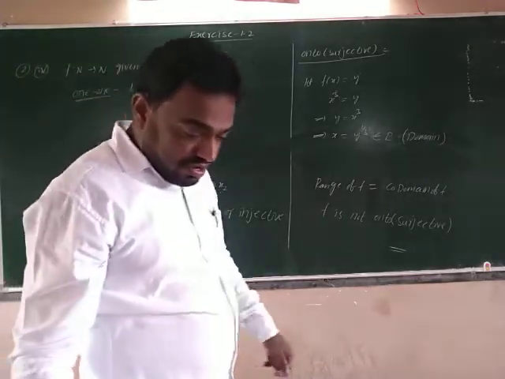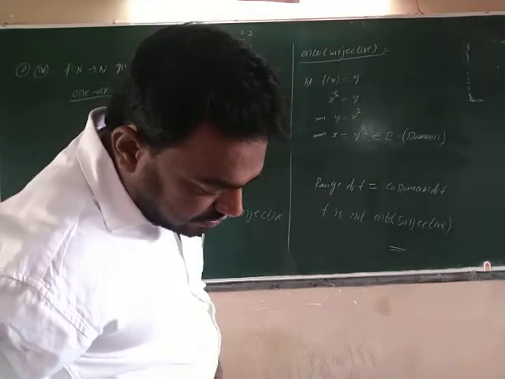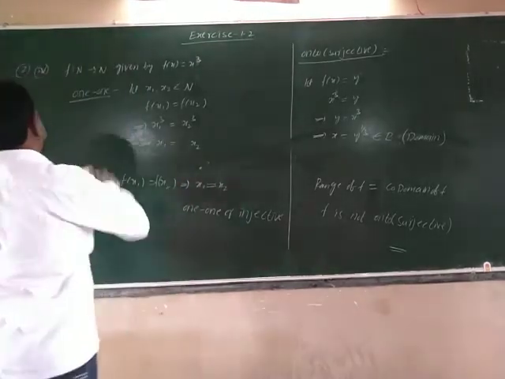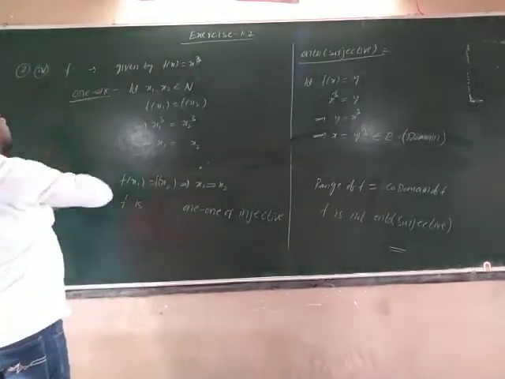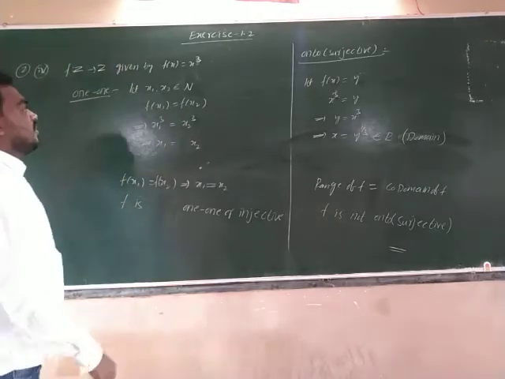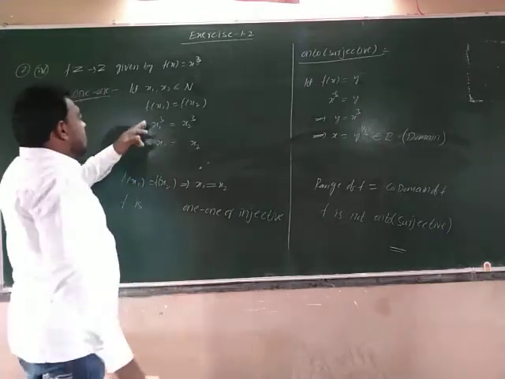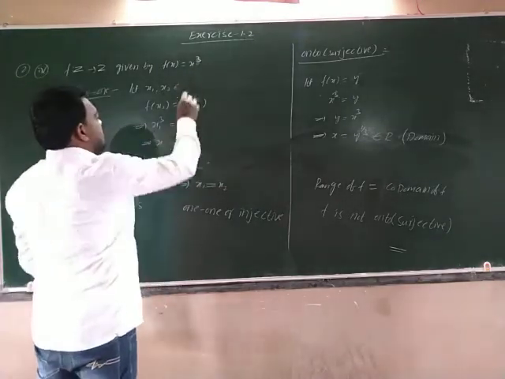Next, coming to the fifth one. f is a mapping from Z to Z given by f of x is equal to x cube. Z to Z here. f of x is equal to x cube. See here, x1, x2 belong to Z.